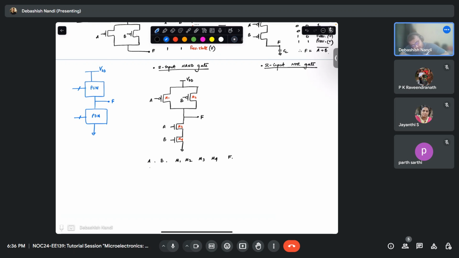So what will happen? This is 0 0, 0 1, 1 0, 1 1. These are all the possible combinations you can give. So when A is 0 and B is 0, what is the status of PMOS? M1 is on, M2 is on, M3 is off, M4 is off, right? So your output is 1 because of this.